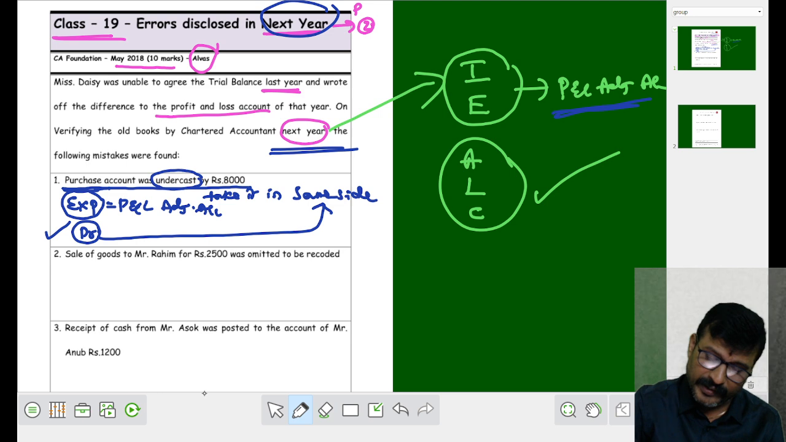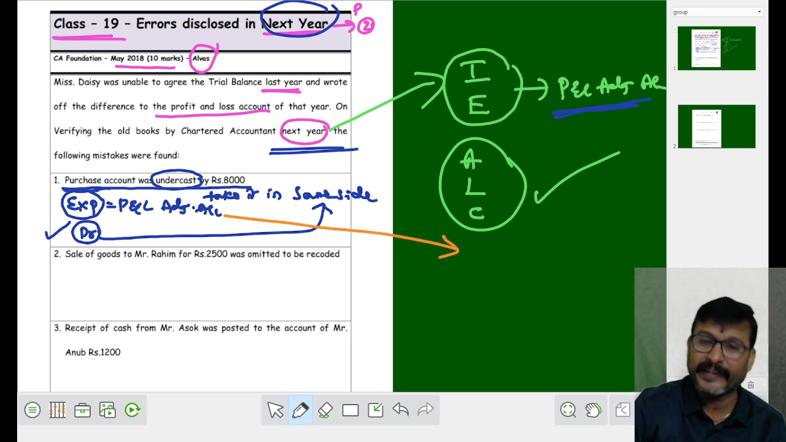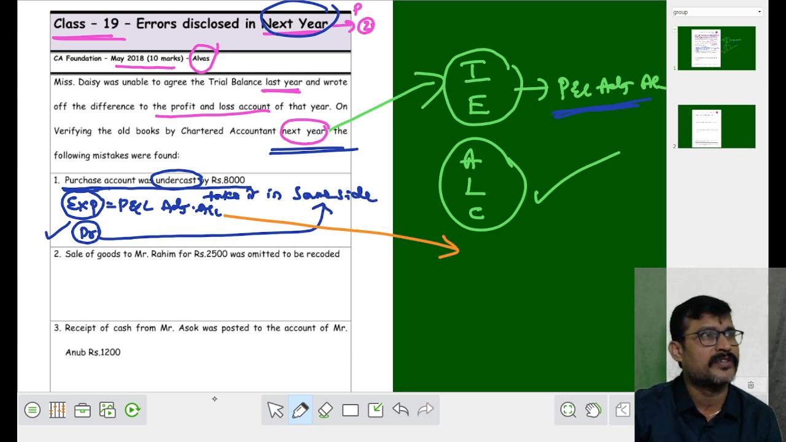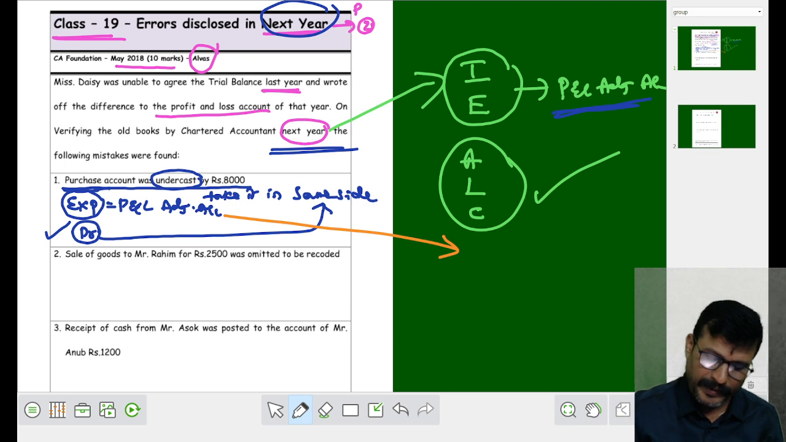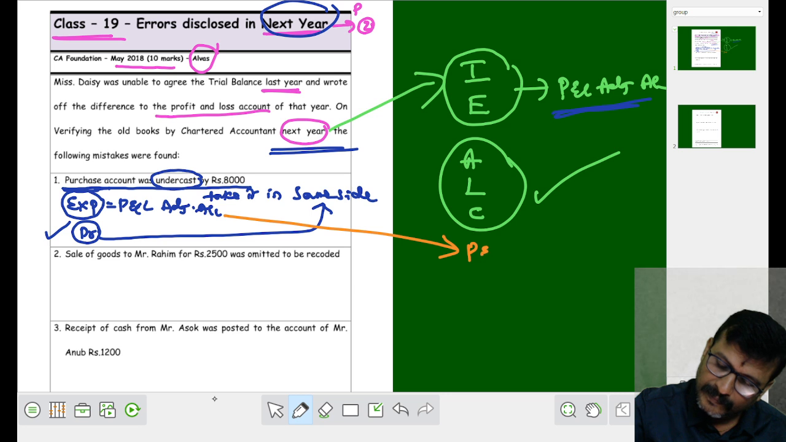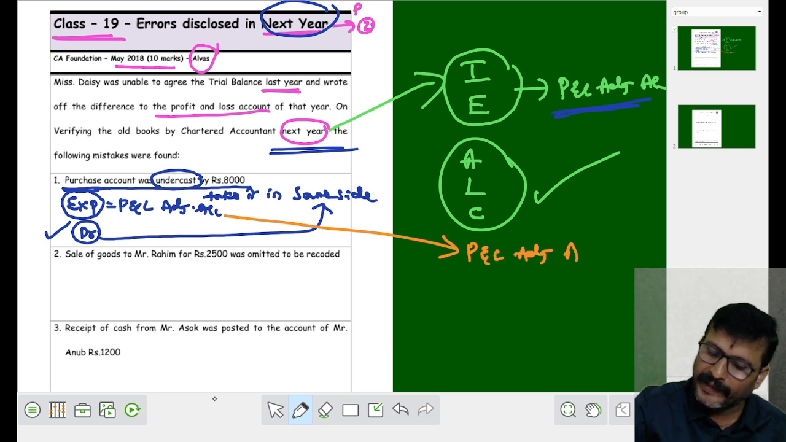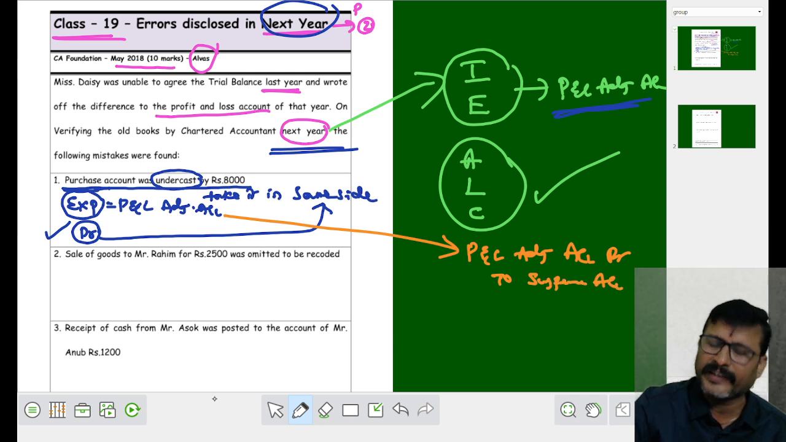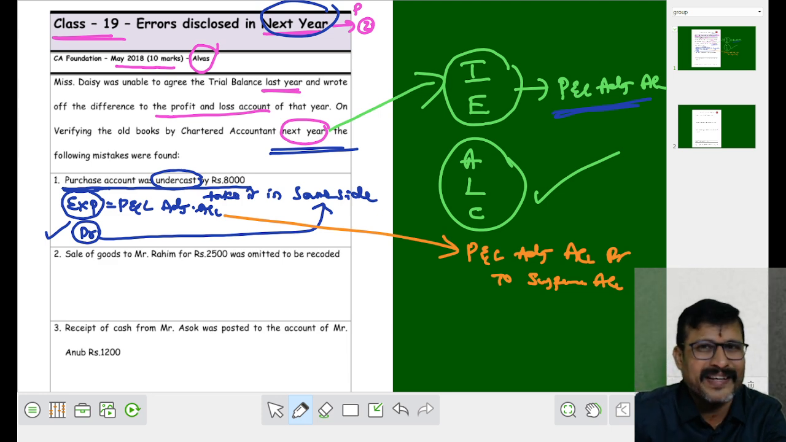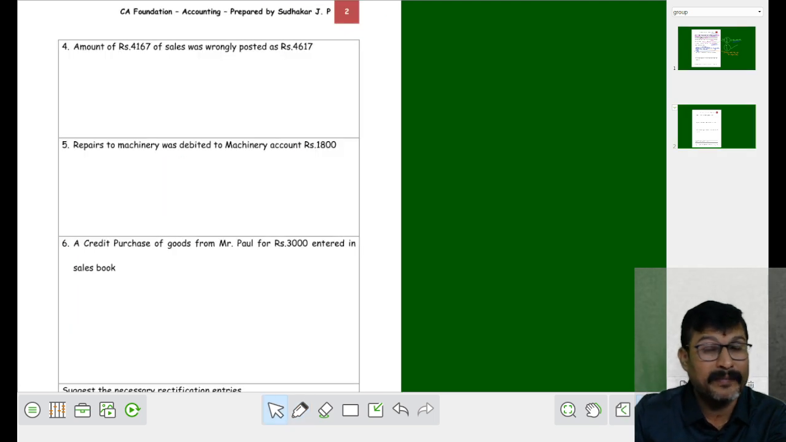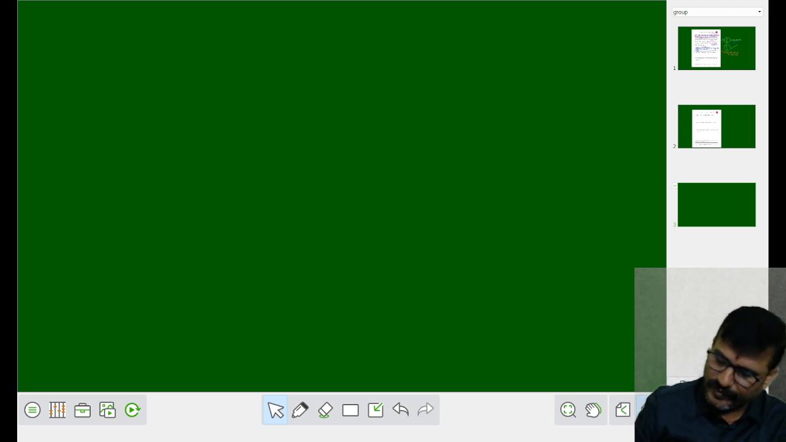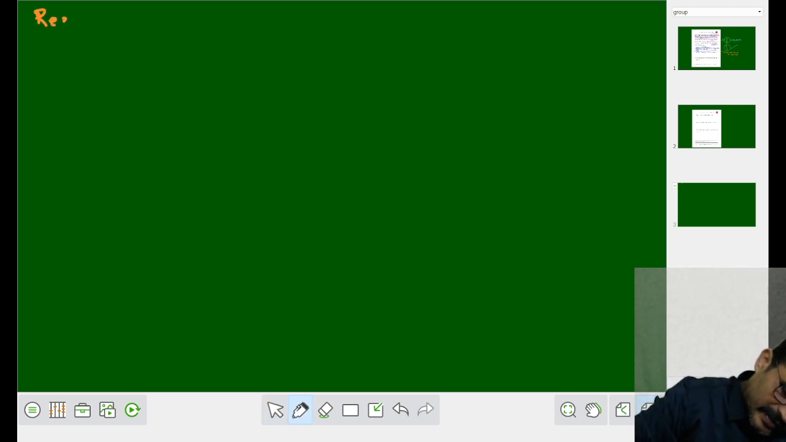Now, what is the rectified entry for this? Since we have to take P&L adjustment on the debit side, it is to be taken as P&L adjustment account debit. What is to be written on the credit side? We have to take suspense account on the credit side. Why? Because it is a one-sided error, which means an error which affects the agreement of trial balance. In such a case, we have to use the suspense account. Fine. Shall we do the answer for this, my dear students?